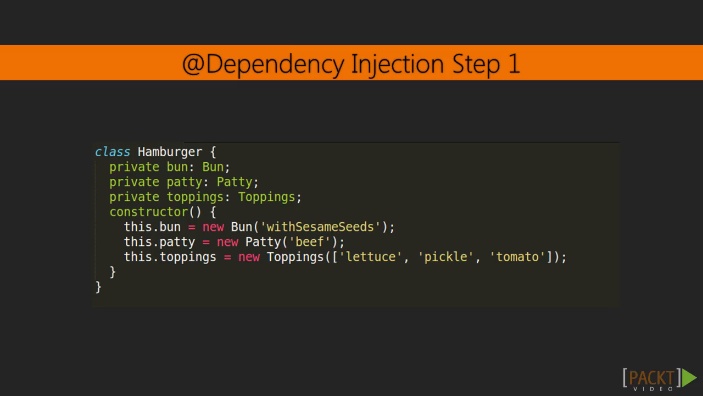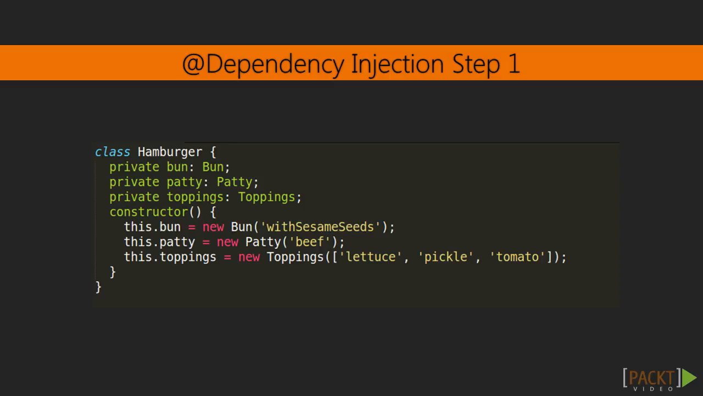The preceding code is a contrived class that represents a hamburger. The class assumes that a hamburger consists of a bun, patty, and toppings. The class is also responsible for making the bun, patty, and toppings. This is a bad thing. So here we have a problem. What if a vegetarian burger was needed?